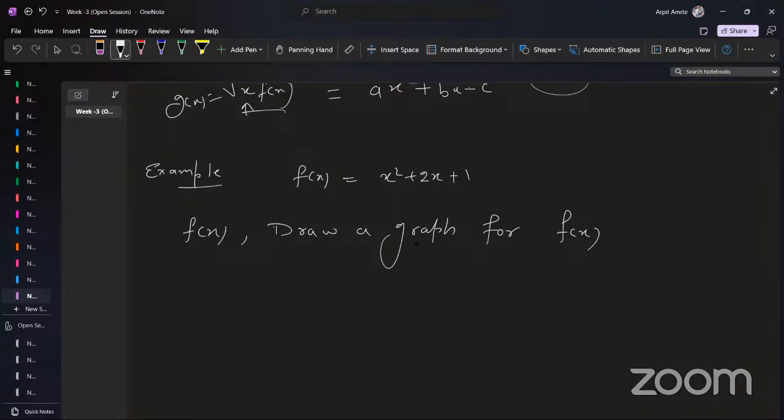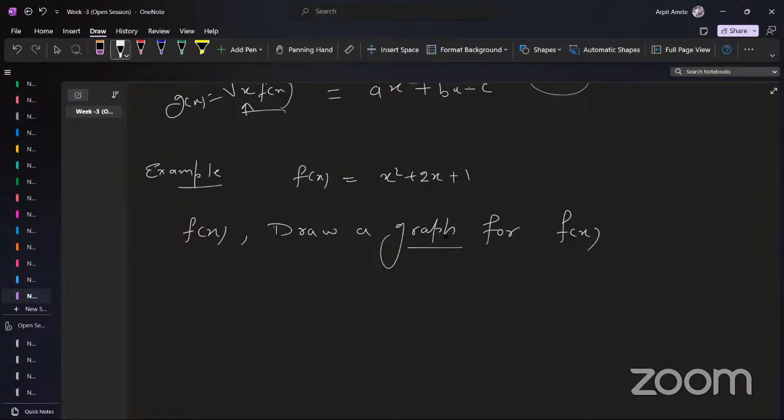So what does this graph mean basically? Sir, find the vertex, then the y-intercept, and then the axis of symmetry. These 3 points are the compulsory way to draw a graph. See, this is the way. Just listen to me carefully.